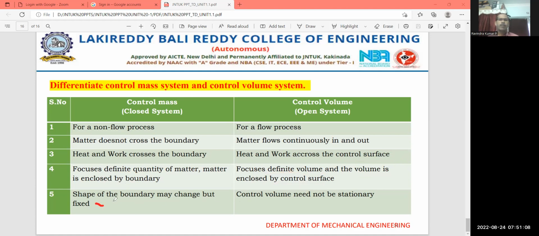The shape of the boundary may change, but the volume is fixed. Here, the control volume need not be stationary. So this is all about the difference between a control mass and control volume. A question is going to appear: differentiate the control mass and control volume techniques. That is the point. Now I am going to go to another PowerPoint presentation.